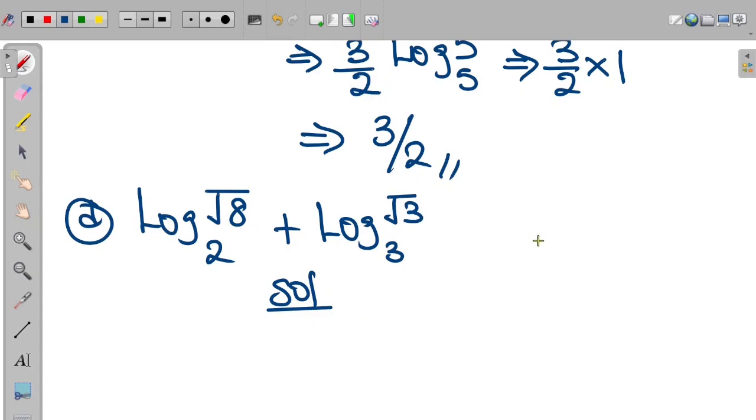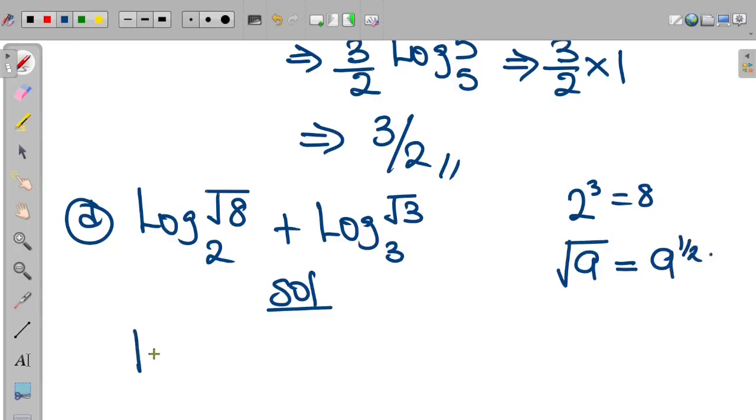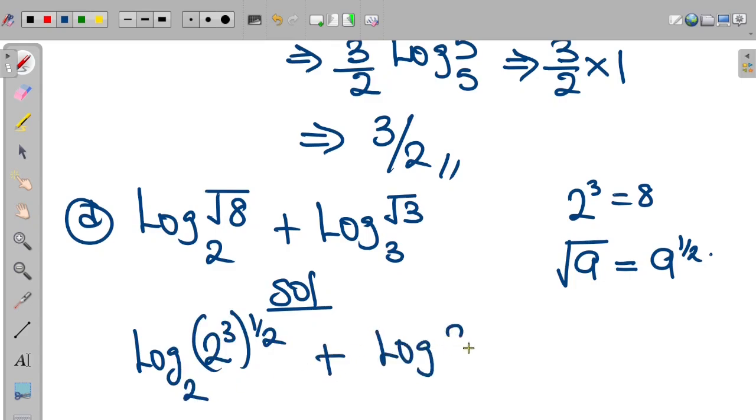Let's solve this question. Now note here that we have base 2 here, so we can attempt to express 8 in powers of base 2, and so we know that 2 to the power of 3 is equal to 8. So also if I have a to the root of 2, this is equal to a to the power of 1 divided by 2. So therefore this becomes log of 2 to the power of 3 all raised to the power of 1 divided by 2 in base 2 plus log of 3 all raised to the power of 1 divided by 2 in base 3.